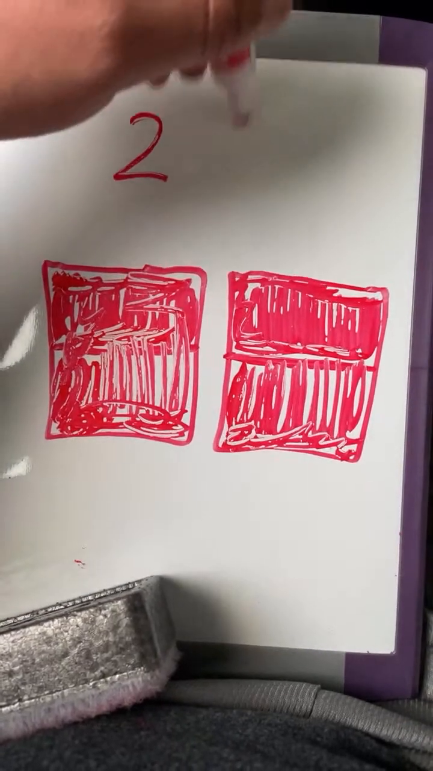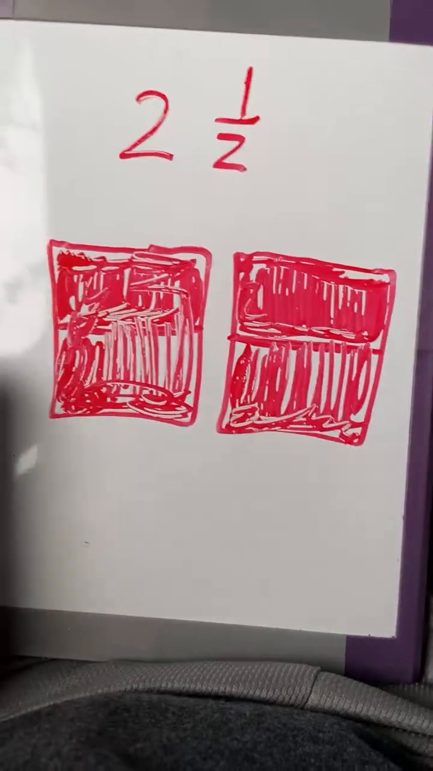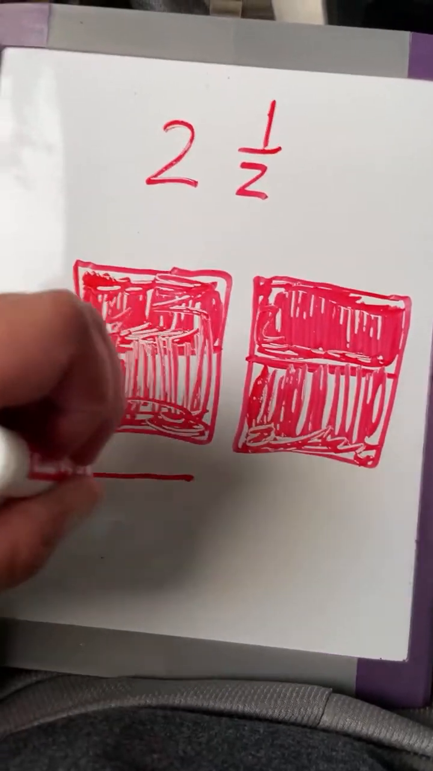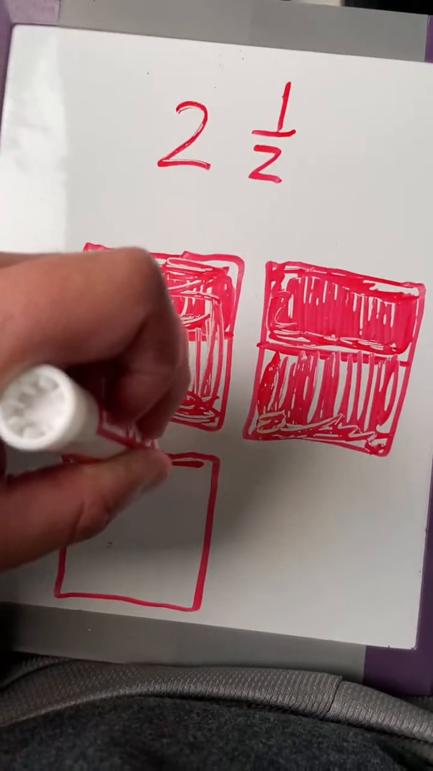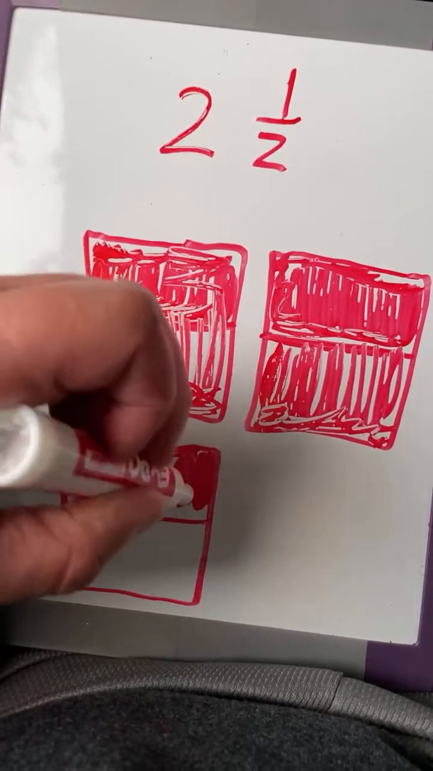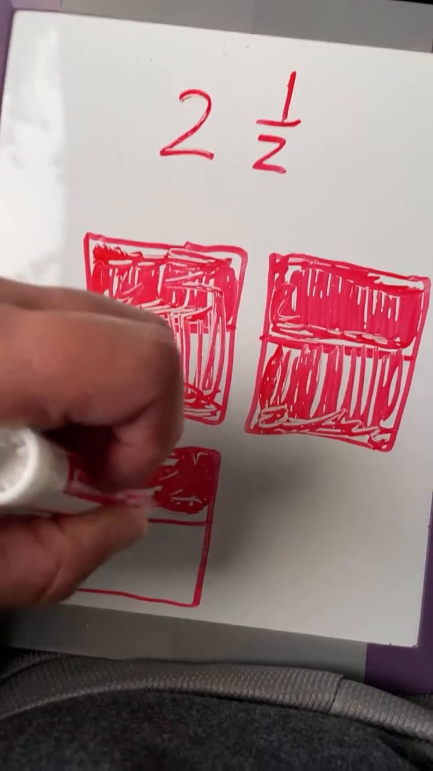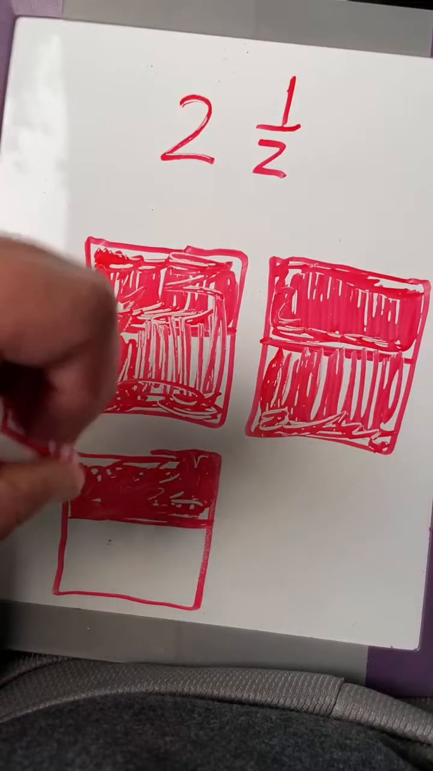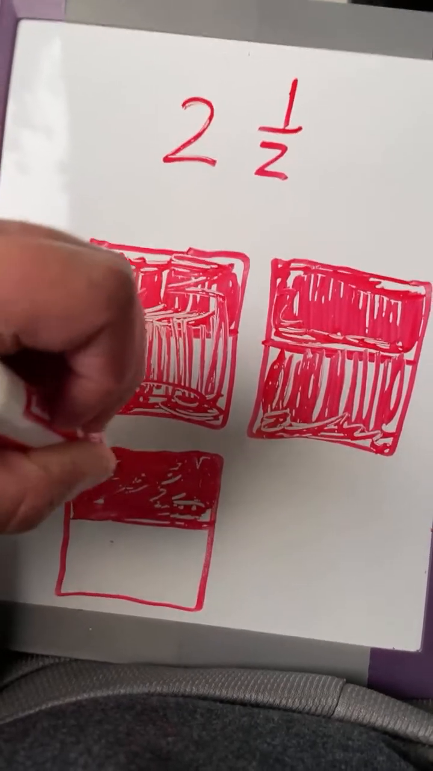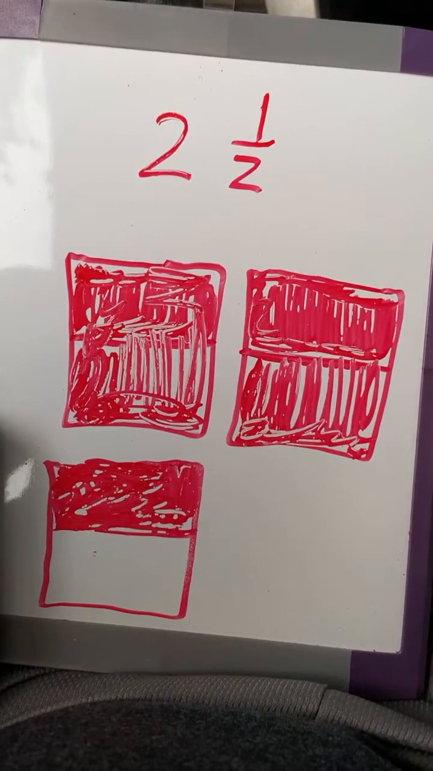Now, if I wanted to make 2.5, I would have to make another shape, and I would have to shade, that's 2 parts, and I would need to shade one of those 2 parts in. So this is the fraction model that represents 2.5.